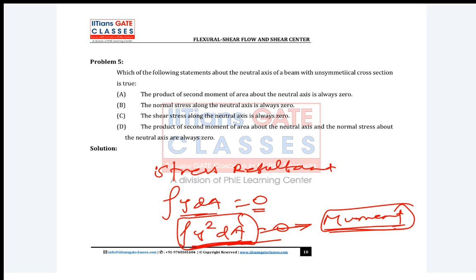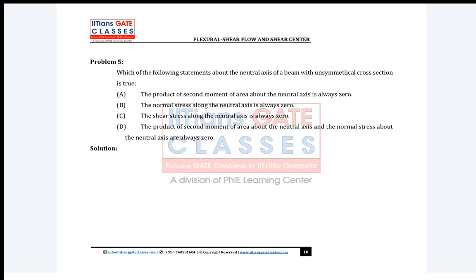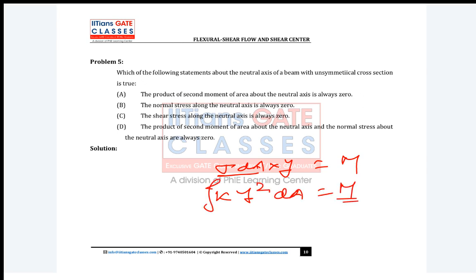See what we found. If you remember, we found sigma times dA is force, and times distance is moment. So what is sigma? It is kappa times y, right? So it is y square dA, right? So this is not 0 about neutral axis. So is it getting clear? Yeah, okay.